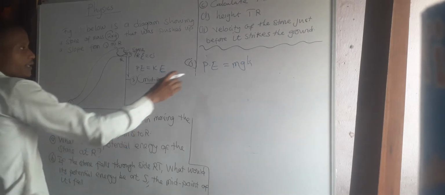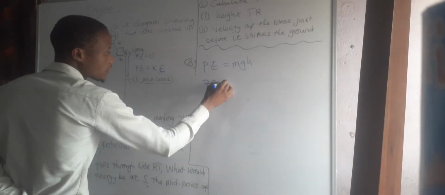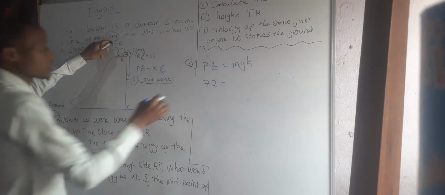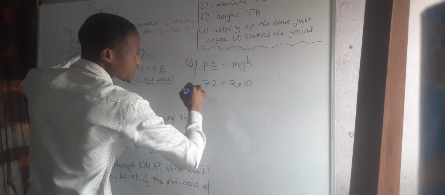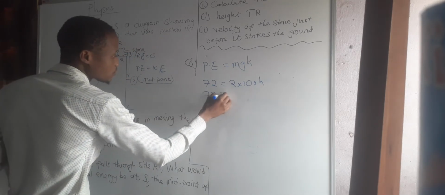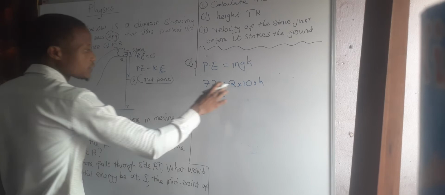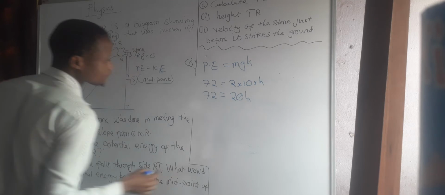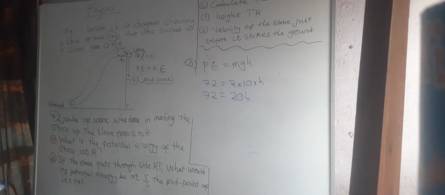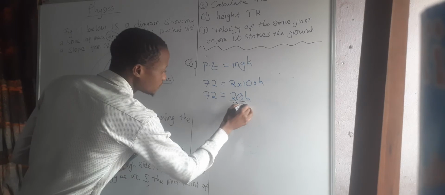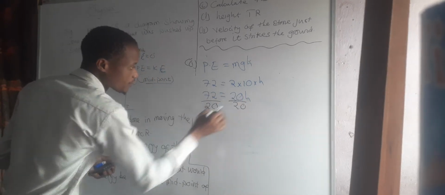So in place of potential energy we put 72 joules, which equals mass. We have been told that this stone has 2 kg, so 2 times gravity, which is always 10, then times the height, the one we want. So 72 joules of energy equals 2 times 10, that is 20 times h, which gives us 20h. So to find the height, we're going to divide 72 by 20, dividing both sides by 20 for us to remain with h.